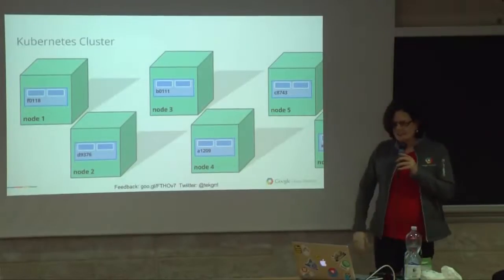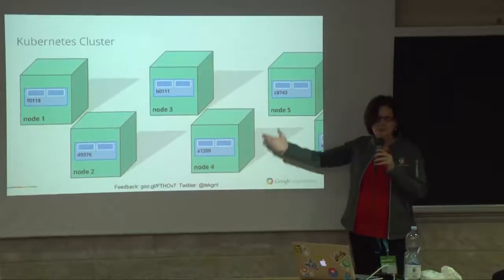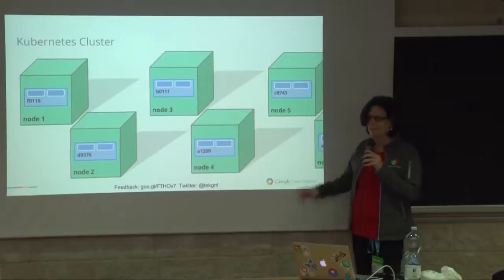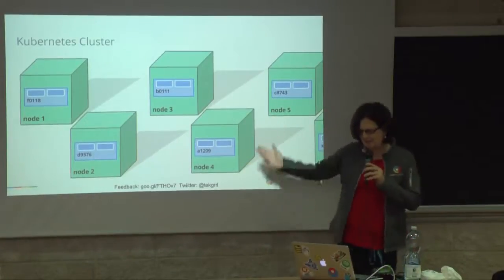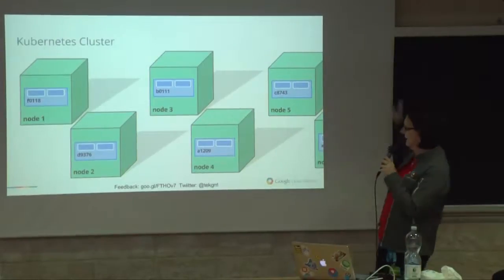This is what a Kubernetes cluster looks like. There's not a huge amount of imagination that went into this picture, but I just wanted to introduce the fact that we are running on a cluster here. We have 5, 6 nodes, maybe 100 nodes going out this way.